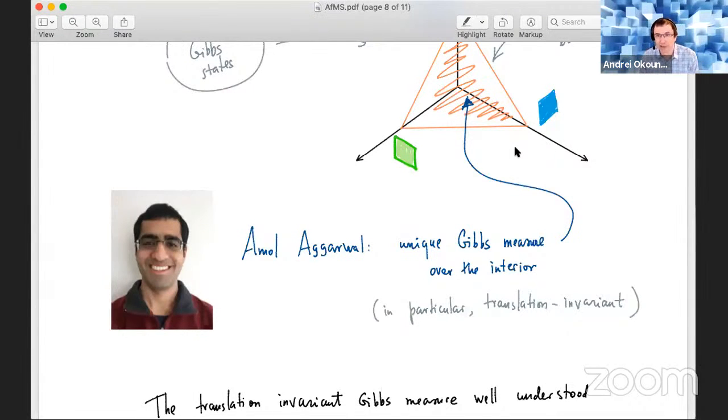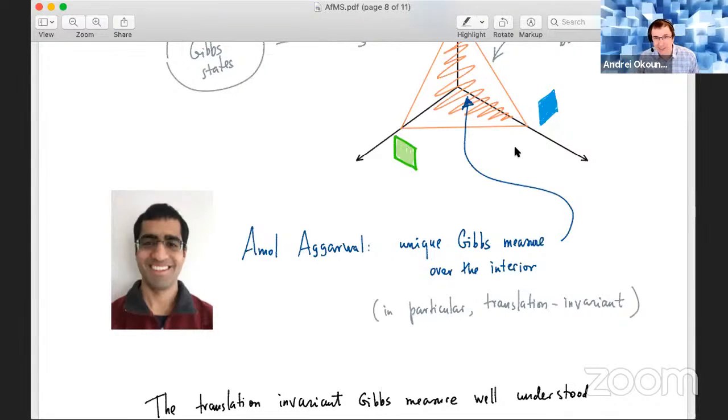But it's been recently proven by a very bright young fellow named Amol Agarwal that in fact this space is an isomorphism over the interior of this triangle. That's an isomorphism. It means for every density of tile there is a unique Gibbs state, and in particular it's translation invariant, because I have a Gibbs state, right?